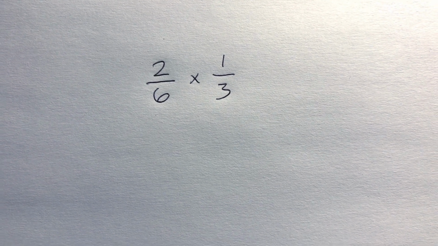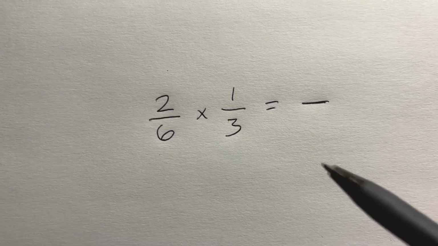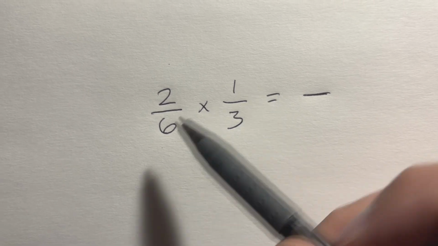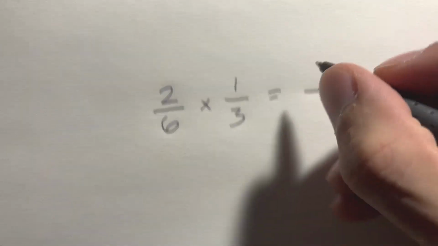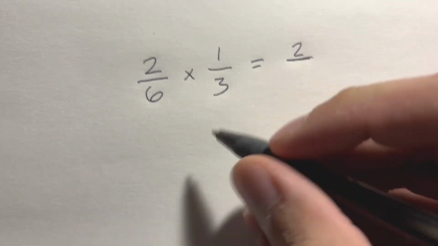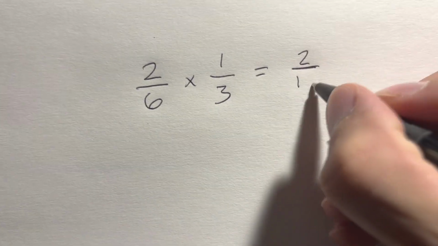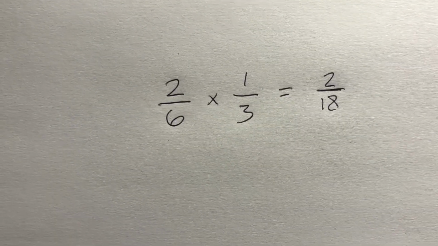2/6 times 1/3. What you do is multiply the top and the bottom, the numerators and the denominators. So 2 times 1 is 2, and 6 times 3 is 18, and that's your answer.